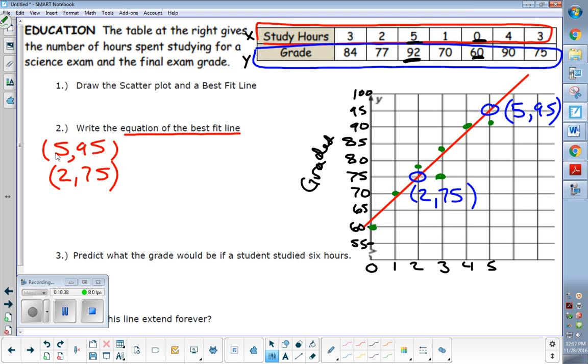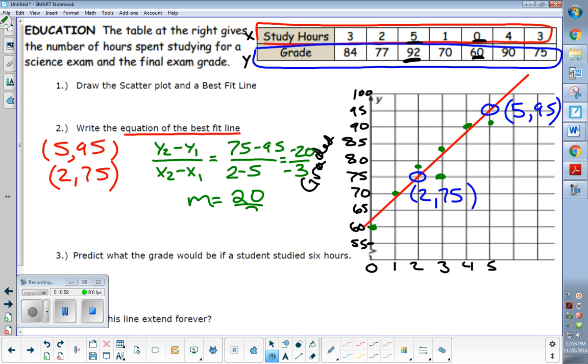So for me, I'm going to write y sub 2 minus y sub 1 over x sub 2 minus x sub 1. I'm doing slope formula. So 75 minus 95 over 2 minus 5. I get negative 20 over negative 3, or my slope is 20 over 3, positive. For just this one time, we don't do this a lot, but in this case, I'm going to go ahead and get a decimal here.